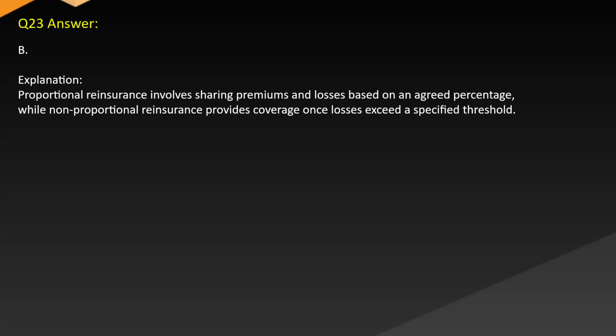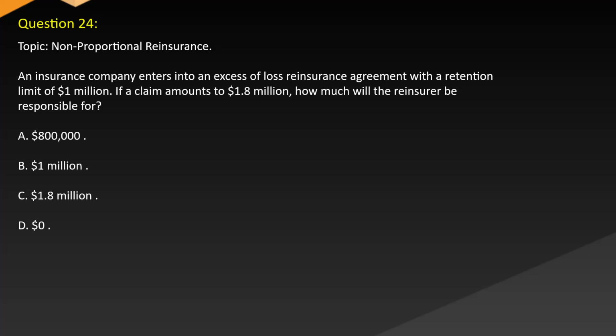Answer B. Explanation. Proportional reinsurance involves sharing premiums and losses based on an agreed percentage, while non-proportional reinsurance provides coverage once losses exceed a specified threshold. Question 24. Topic: Non-proportional reinsurance. An insurance company enters into an excess of loss reinsurance agreement with a retention limit of $1 million. If a claim amounts to $1.8 million, how much will the reinsurer be responsible for? A. $800,000. B. $1 million. C. $1.8 million. D. $0.